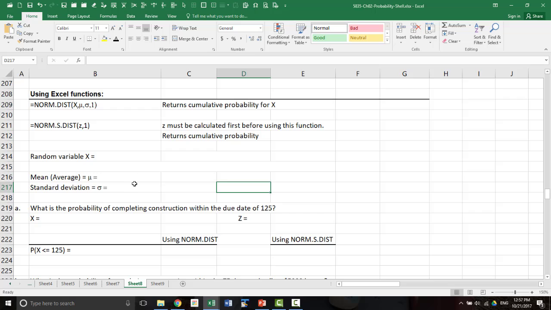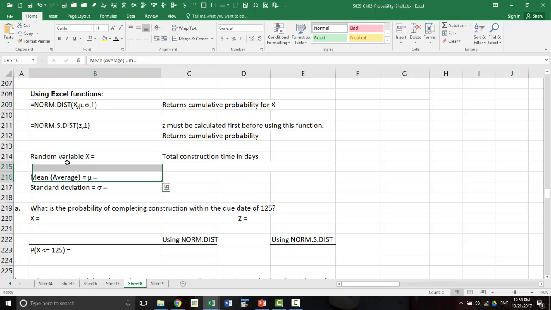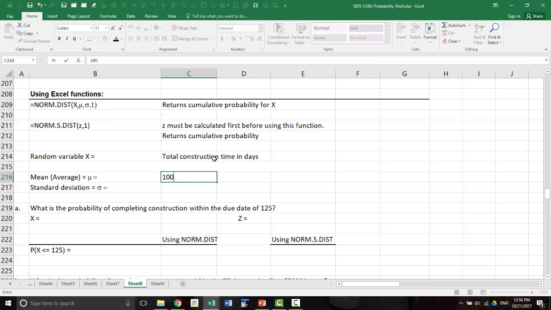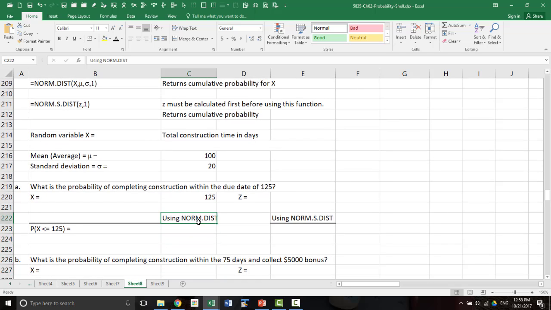Now let's return back to the same problem from before, which is the construction problem. The random variable is total construction time in days. And remember, mean is 100 days. Standard deviation is 20 days. And the first question is whether we can complete it within 125 days, that being the due date. If you use the norm.dist function, so that's the first one.